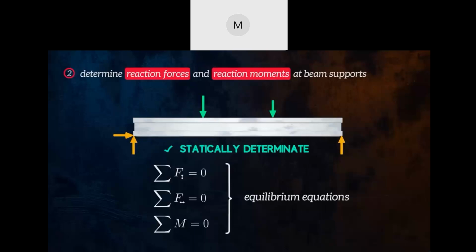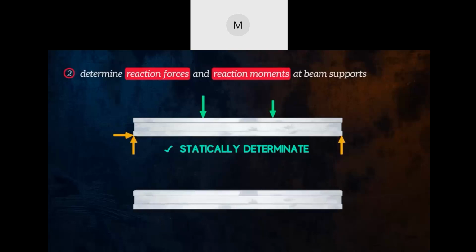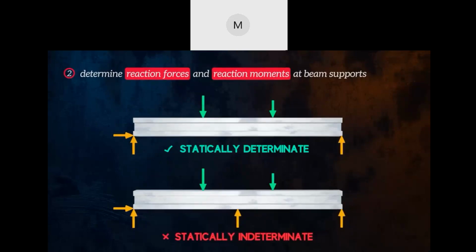statically determinate. For some beam configurations, like this one shown here, we won't be able to calculate all of the reaction loads because we have too many unknowns and not enough equilibrium equations. In this case, the beam is said to be statically indeterminate. This beam has 4 reaction forces, but we only have 3 equilibrium equations. To solve this beam, we would need to use slightly more complicated methods and consider boundary conditions.